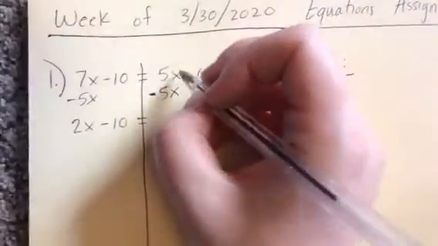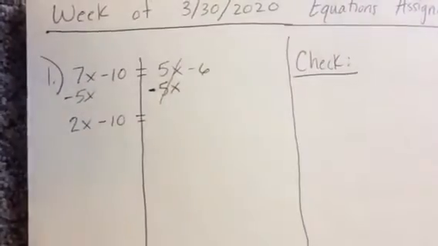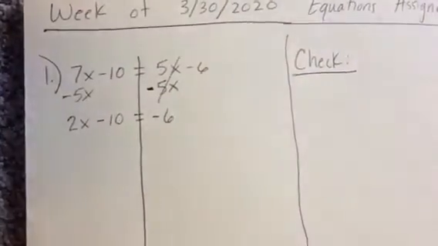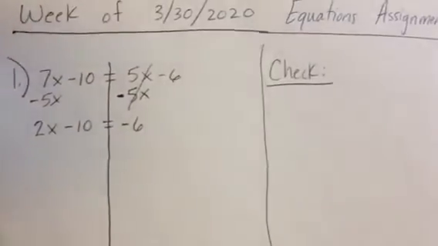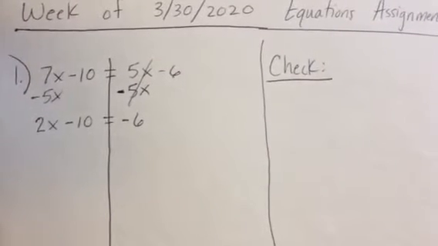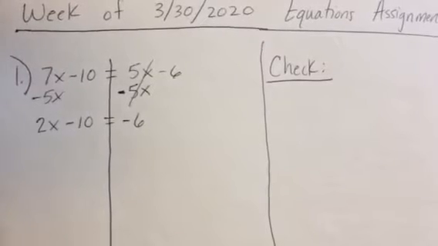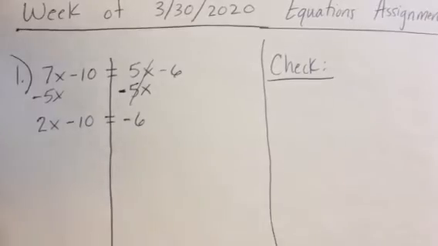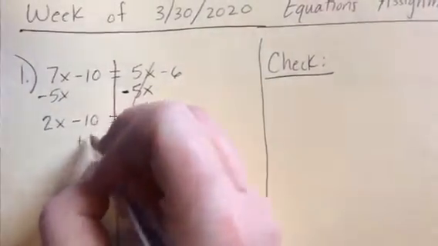On the right side, 5x minus 5x just turns into 0. And 0 minus 6 is just negative 6. Now we're back to a two-step equation. So what I want to do is isolate the 2x, because then I can divide by 2 and I'm all done. But right now I have a minus 10 with the 2x on that same side. So because it's minus 10, I want to do the opposite and add 10 to both sides.